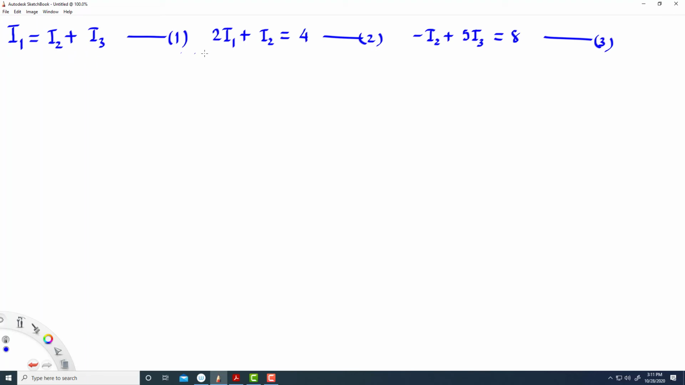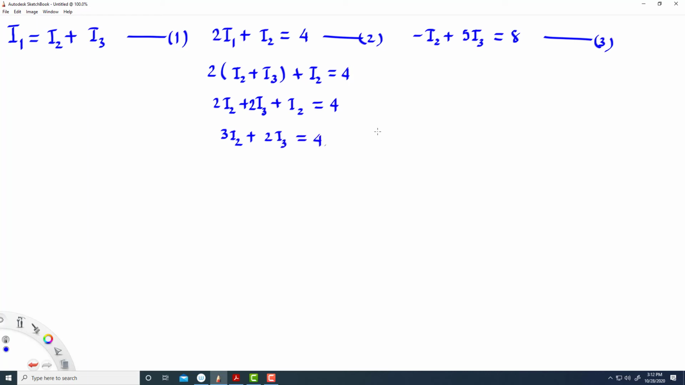To do that, let's replace I1 by this expression. So I1 is I2 plus I3, so 2 times (I2 plus I3) plus I2 is equal to 4. So 2I2 plus 2I3 plus I2. 2I2 plus I2 is 3I2 plus 2I3, that is equal to 4. Let's call that equation 4.